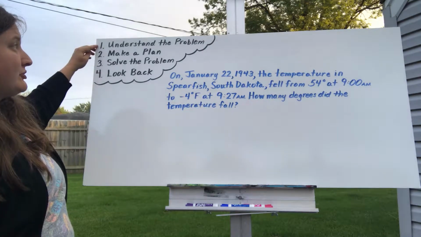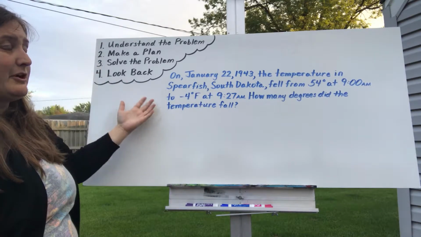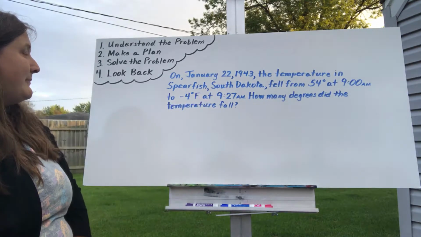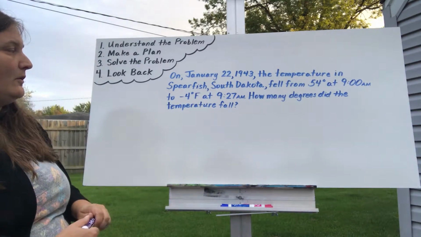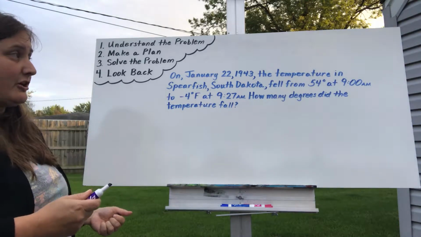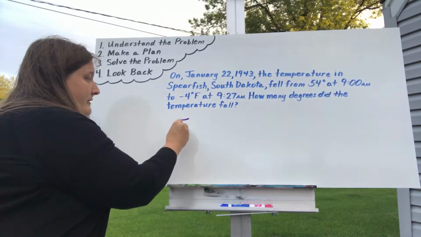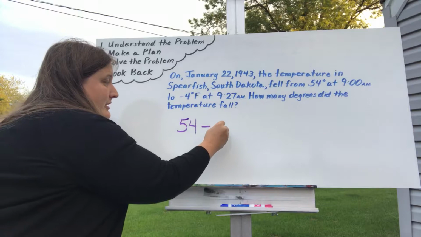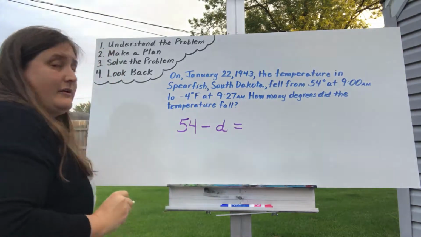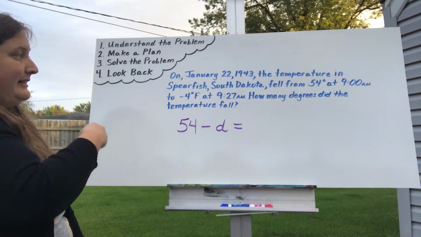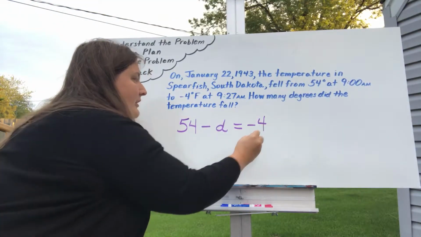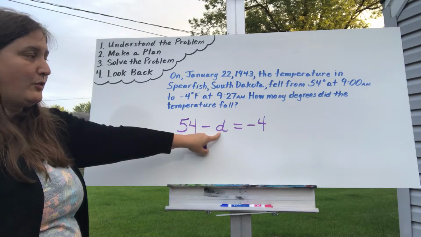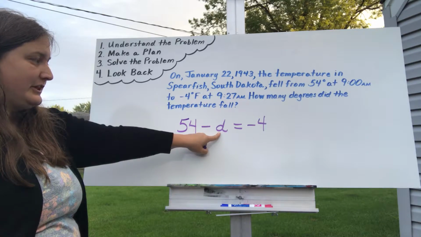Well, the first thing we want to do is make sure we understand the problem. So in this problem, they're asking us to figure out how much the temperature changed between 9 a.m. and 9:27 a.m. So I need to make a plan. So I know that the temperature started at 54 degrees. It fell some amount of degrees, and it landed at negative 4 degrees. So D is going to stand for the amount of degrees that the temperature dropped here. Once I have an equation, I can actually solve an equation like this.